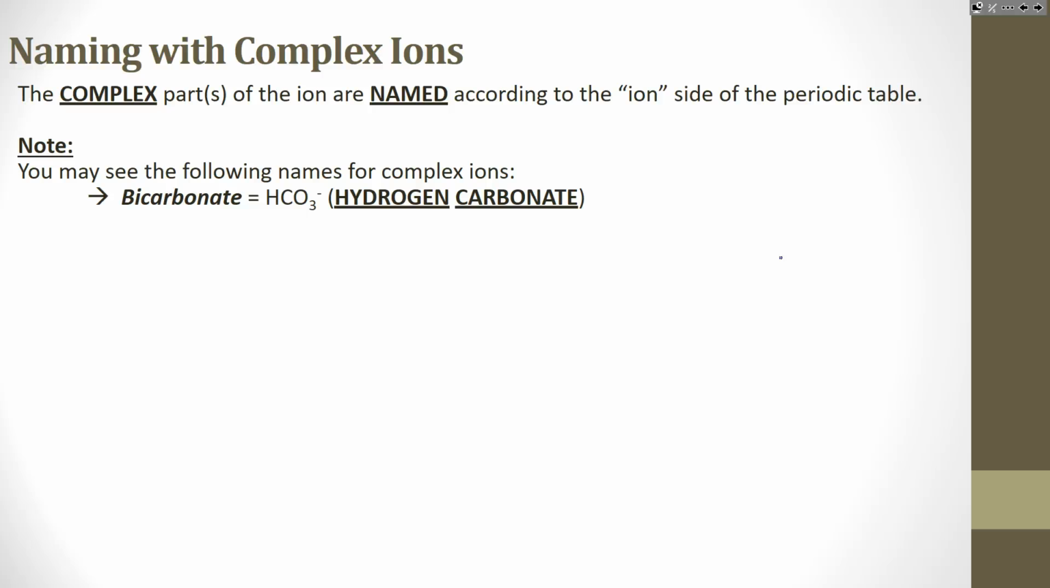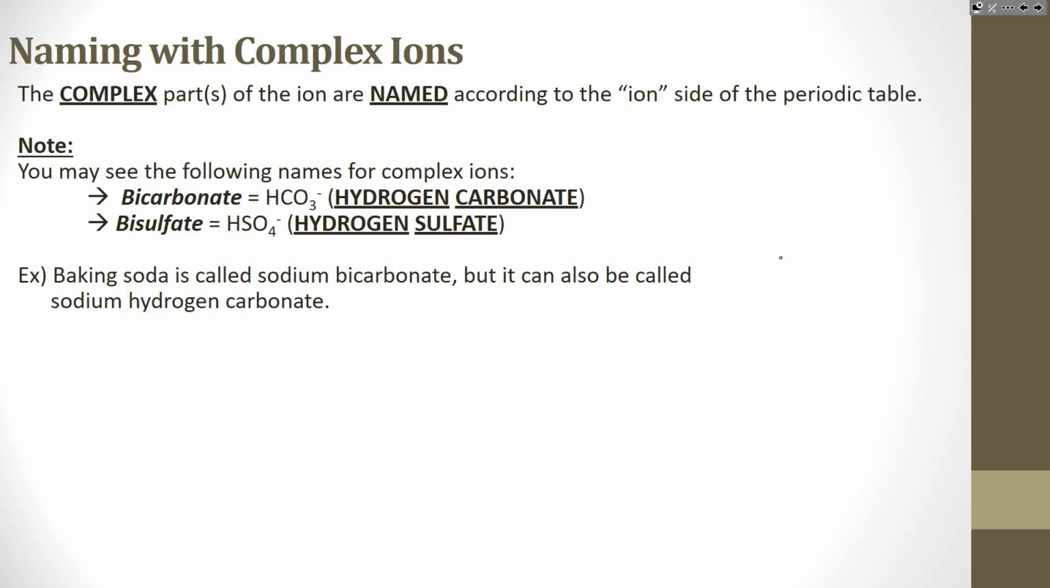If you see some of these names, I should probably say, there are some common names. On the back side of your periodic table, HCO3- will be called hydrogen carbonate. Another short form for it, or kind of more of a slang word for it, is bicarbonate. You might also see something like hydrogen sulfate, HSO4 with a minus charge. You can also call that bisulfate.